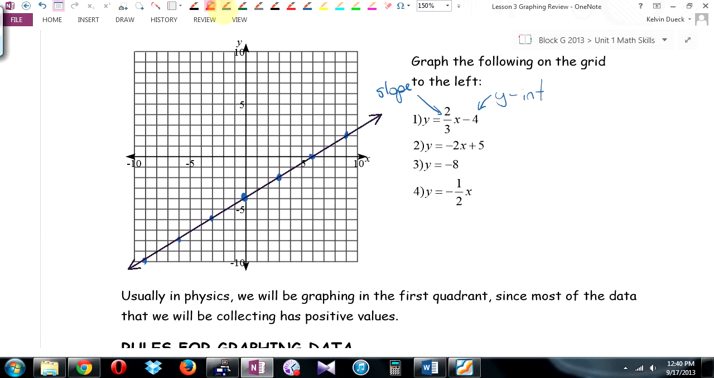Number 2, I'll do in red. It's in slope-intercept form. What's the y-intercept? Positive 5. What's the slope? As a fraction, what's in front of the x? Negative 2 over what? It's invisible. Okay, negative means down. Down 2 over, always to the right, 1. Down 2 over 1. Down 2 over 1. And I can go backwards.